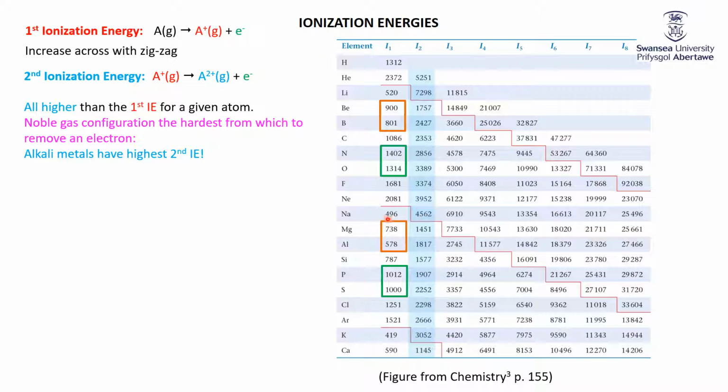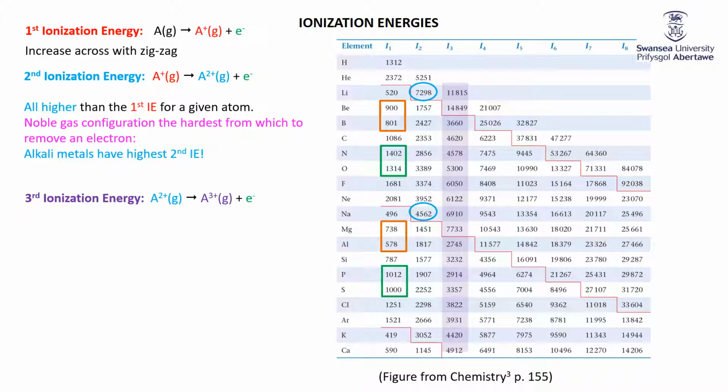Remember, sodium starts off 1s2, 2s2, 2p6, 3s1. Take away the 3s1, and now you're having to take one away from a 2p6. Same for potassium. You're having to try and take an electron away from a 3p6. So alkali metals have the highest second ionization energy, because once you've taken away one electron, they have a noble gas configuration. Everything filled.